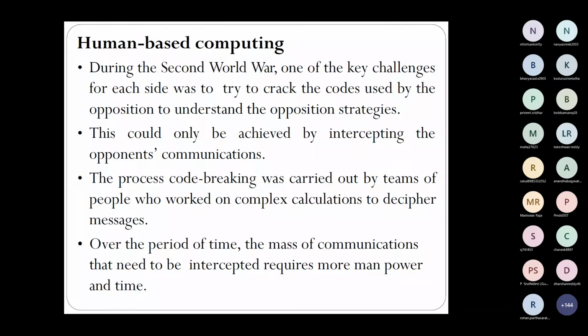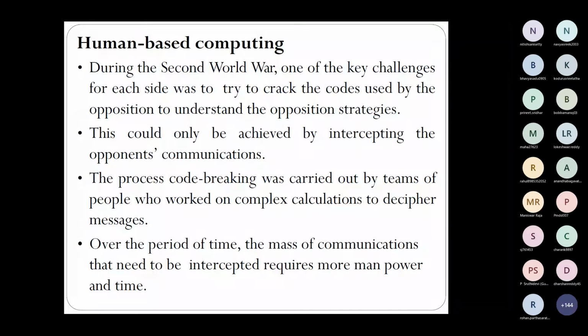Then a large team of people started working on complex calculations to decode the message. So we discussed that there would be some mechanism of encoding and some mechanism of decoding also. When you get a secret code, we try to apply some methods and see whether we are able to get some meaningful message. That was done initially by a team of people.